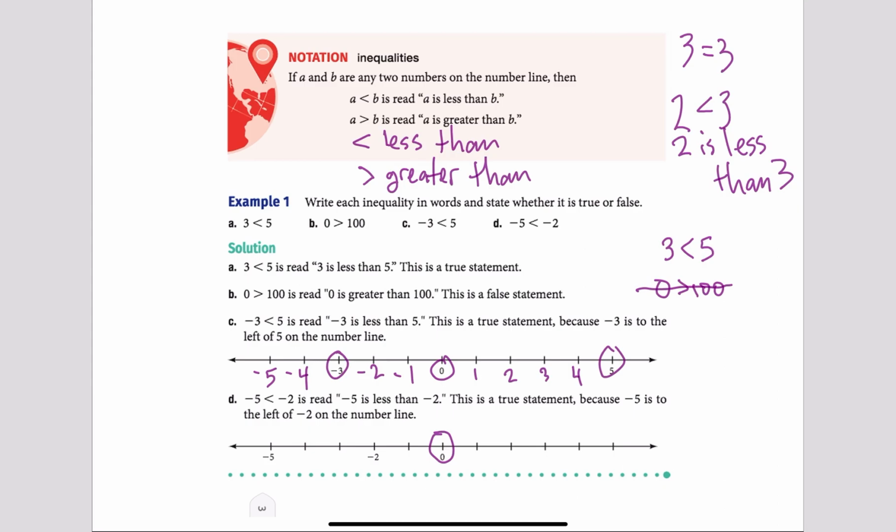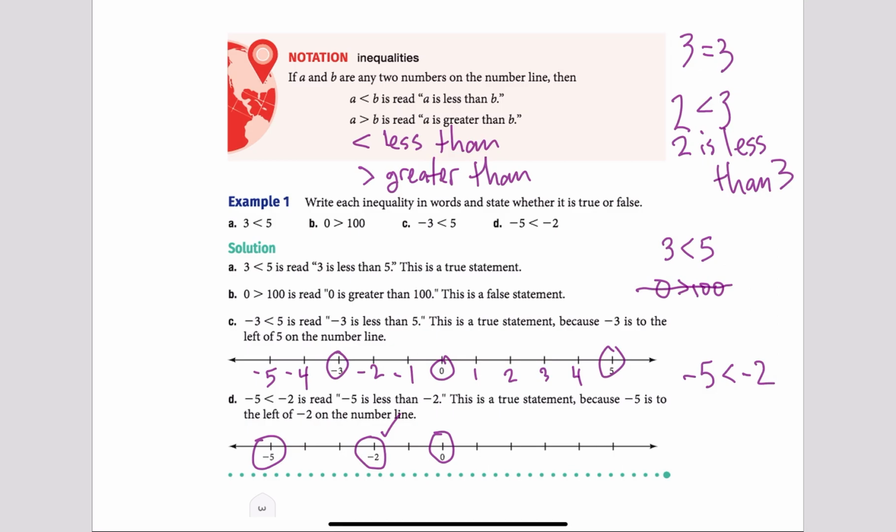Which one's smaller? So is it better to owe someone $2, or is it better to owe someone $5? Well, owing $2 is better, so this is a bigger number. And so it is true to say -5 is less than -2.